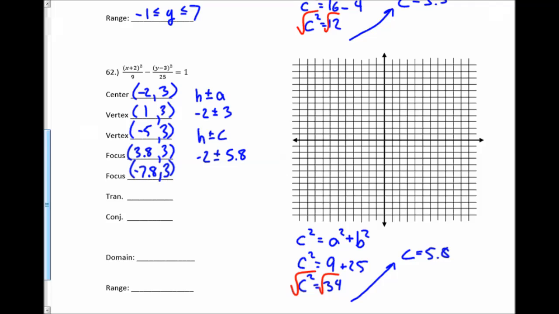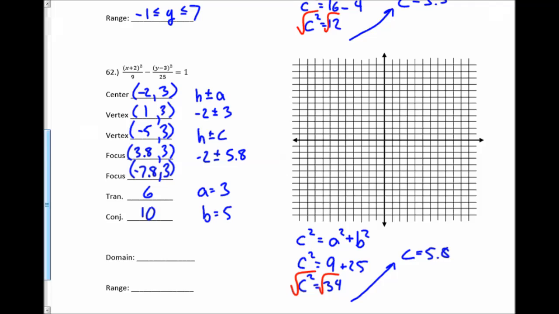And now the transverse axis, my A value this time is 3, so my transverse is 6. My B value this time is 5, so my conjugate is 10. And unlike the major and minor axis, the transverse can be smaller than the conjugate axis. That's just the way it goes.